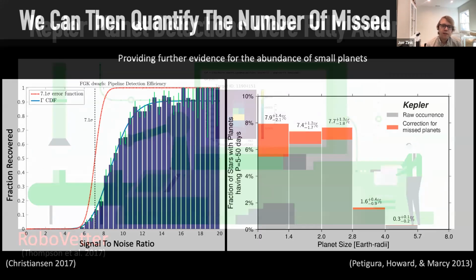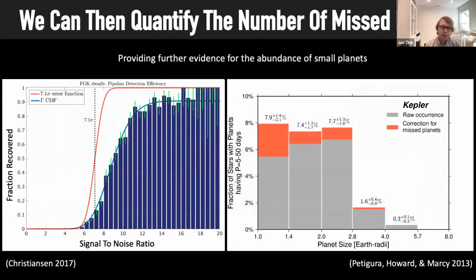So once we have this fully automated pipeline, what you can do then is inject these artificial signals into the photometry. By injecting these artificial transits, you then can pass them through the pipeline and see what you get out the other end. So this plot on the left is kind of showing what came out of the Kepler pipeline when they did these injection tests.